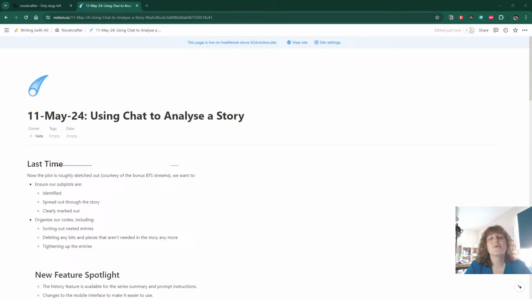Yeah, so last time in the session in Pizza 1.0, we fine-tuned the plot. It's about 90% there, but there's still a few things that we need to get sorted. We looked at subplots and how they fit through the story and were marked out, and we did a little bit of organizing of the nested entries and subplot and codex entries, getting rid of some things, adding to some. We did a bit of chatting with the characters.